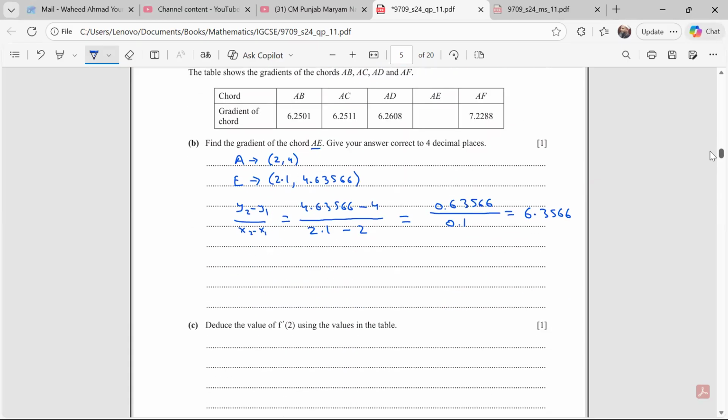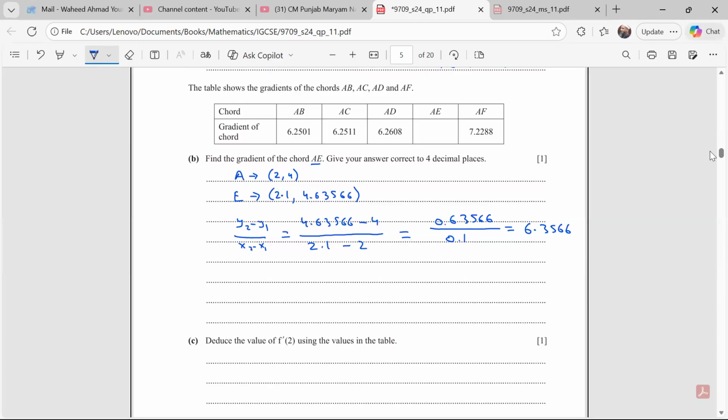Okay, and the next part is to deduce the value of the derivative of this function at 2 from the table. So remember the definition of derivative. When we find the derivative of a function at some value x, we evaluate the function at x plus some h, minus f of x, divided by h, and the limit as h goes to 0. I hope you remember this definition of derivative. So basically this h has to be as small as possible, right?